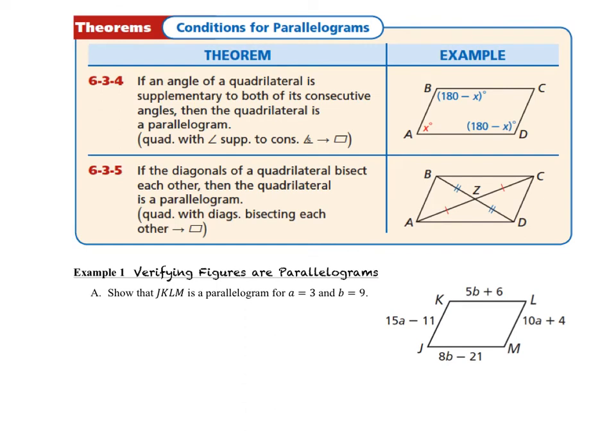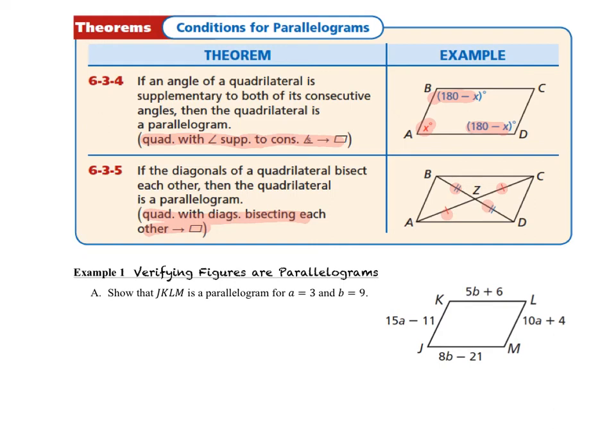If you have a quadrilateral with angles supplementary to consecutive angles, so meaning like if this one's 20 and this one's 160 or something like that, if they're consecutive angles, then you would have a parallelogram. And if the quadrilateral has diagonals bisecting each other, as shown by these, then it is a parallelogram.